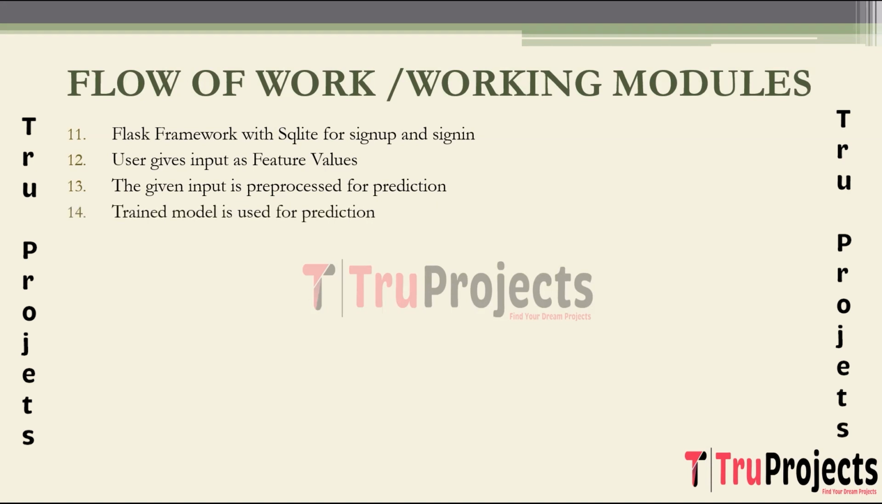Trained model is used for prediction. The pre-processed input is fed into the trained machine learning model to make predictions. The model leverages the learned patterns from the training phase to provide an output based on the user's input. Final outcome is displayed through frontend. The predicted outcome is sent to the frontend and displayed to the user. This is in the form of a classification result.